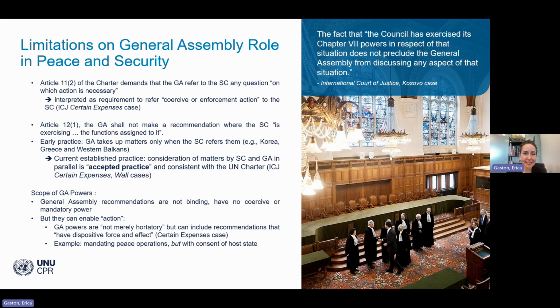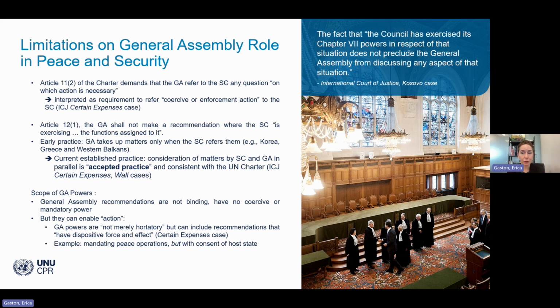So there are certain limitations on the General Assembly's functions. And so it's important to highlight Article 12 because there really have been some important developments on that. Article 12, as I said, was saying initial practice was that the GA can take up matters only when the SC is no longer seized with them. That's evolved. There have been some really strong ICJ language and cases on this to where it's now considered accepted practice or standard for the Security Council and the GA to take up matters in parallel.